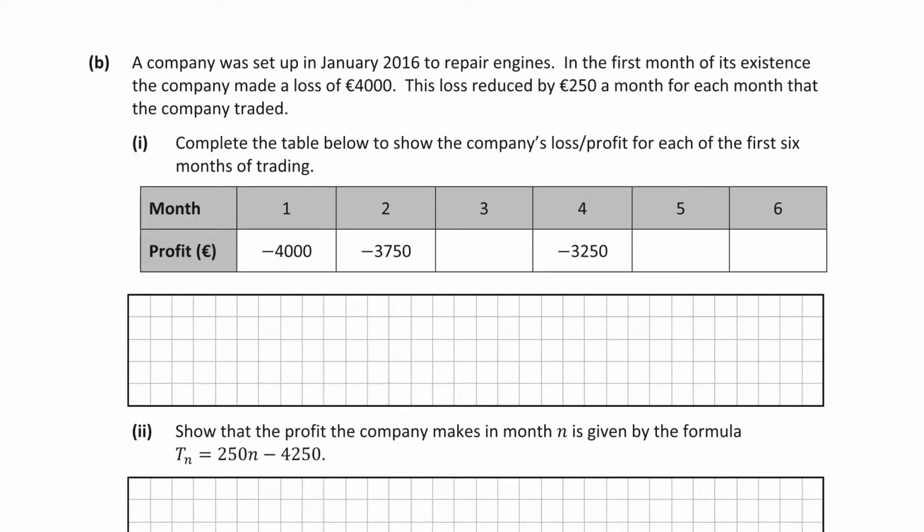So part B. A company was set up in January 2016 to repair engines. In the first month of its existence, the company made a loss of 4,000. This loss reduced by 250 a month for each month that the company traded. Okay, so we can see there that they made a loss of 4,000, and after the first month, so when we got into the second month, it was 250 less. Okay, so what we're going to have to do is add 250.